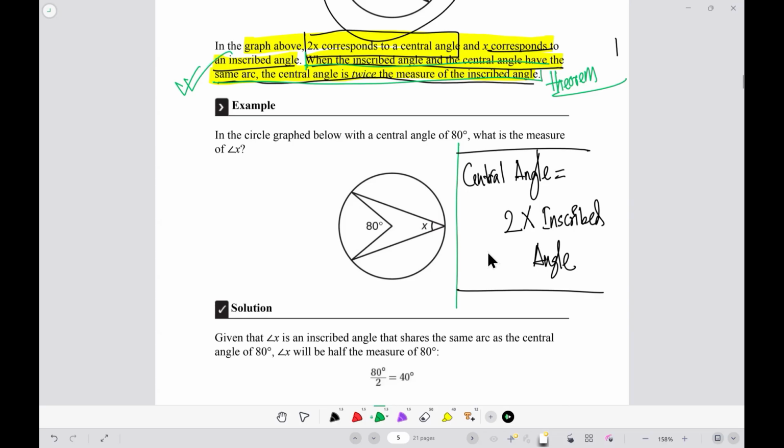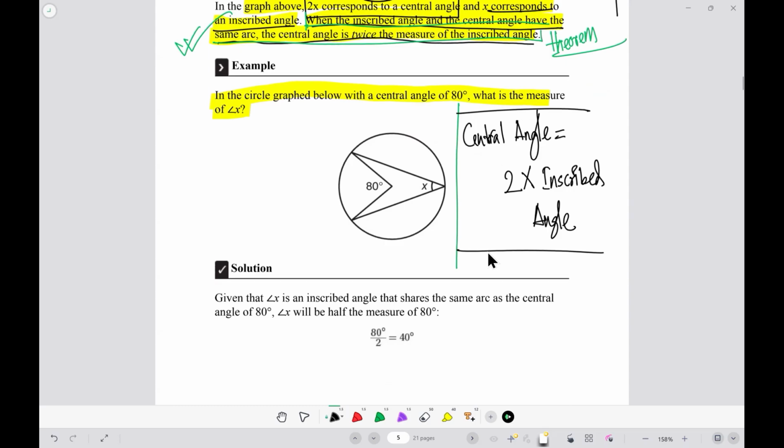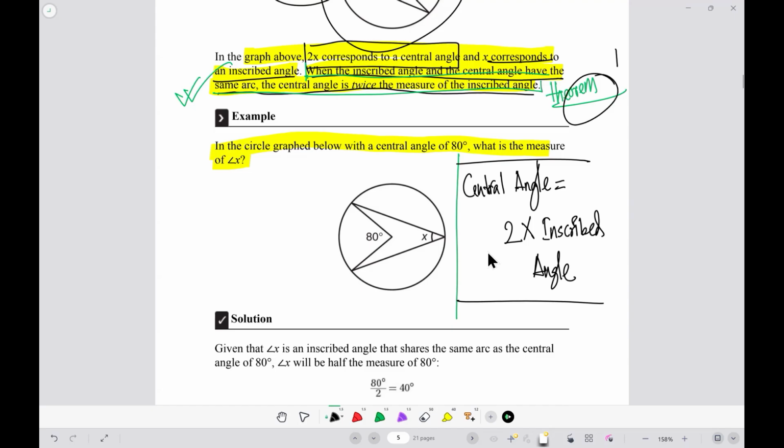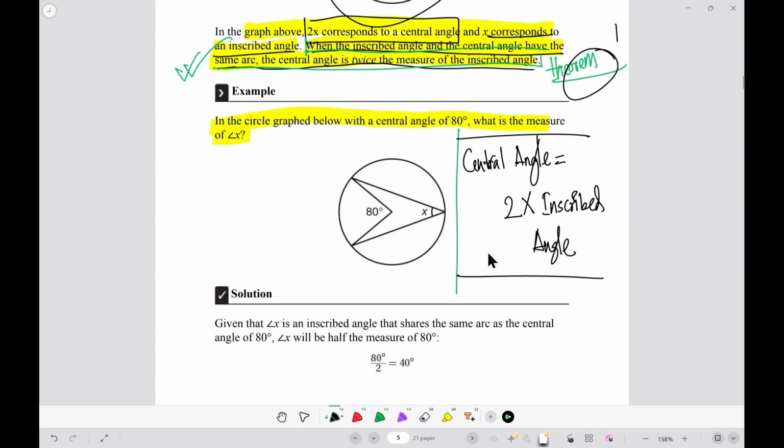Now let's talk about this example. In the circle graphed below, with a central angle of 80 degrees, what is the measure of x? The same thing is happening, because I told you they are going to give us a problem related to this theorem. Just use this equation, this formula.